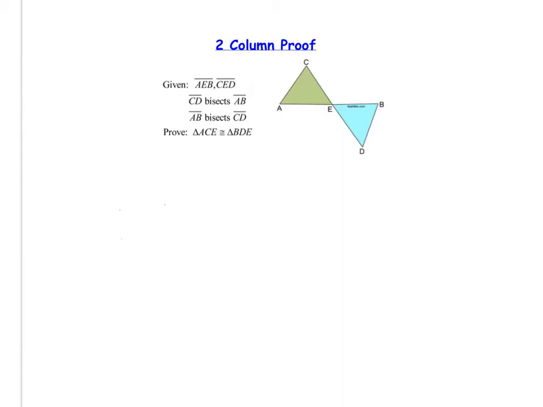This is a proof that we did in class. We actually found this proof using this given information right here. Our bisectors, if you remember, had given us those sides and those sides. That was as a result of those bisectors. We also had vertical angles because of the intersecting lines. This proof was a side angle side proof. Now we have to go ahead and write it out.